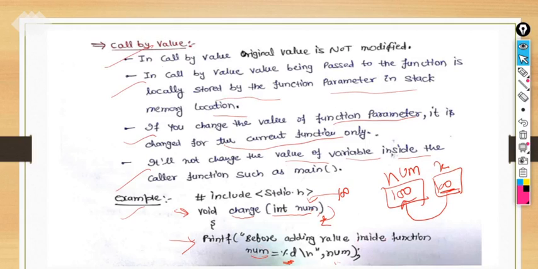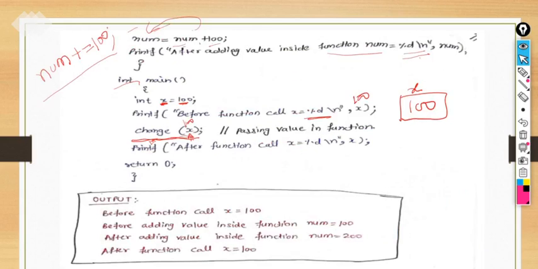It will print "before adding value inside function num", and the value printed will be 100. Next, num is 100, and 100 plus 100 is 200, so num will hold 200. It will print "after adding value inside function num" as 200. Then it comes back to main after the function executes. Next is printf after the function call.